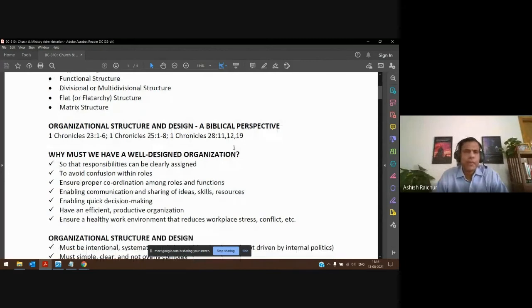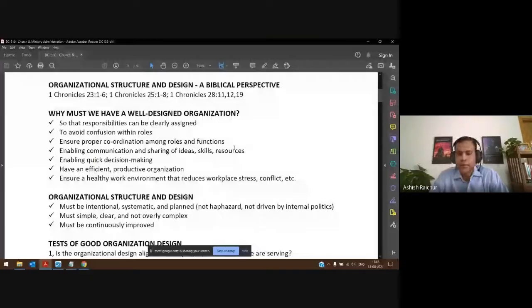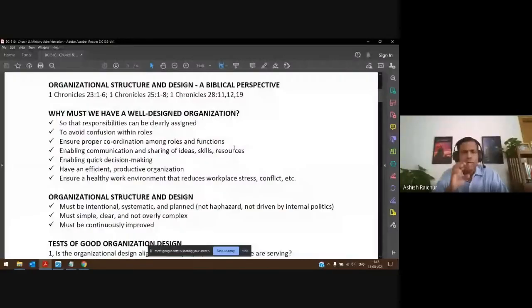And there are, of course, others we can talk about. But let's get into the practical things as far as the church or the ministry is concerned. I'll go through this and then we'll have time for questions and discussion. So why is it necessary to have a well-designed organization, especially as you grow?